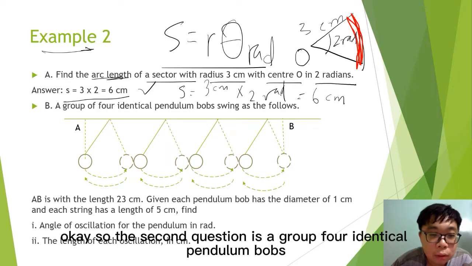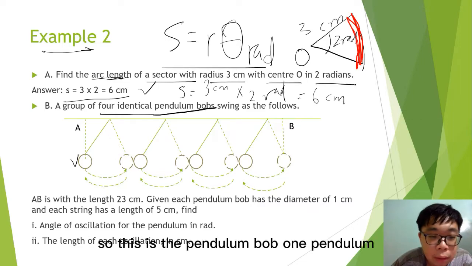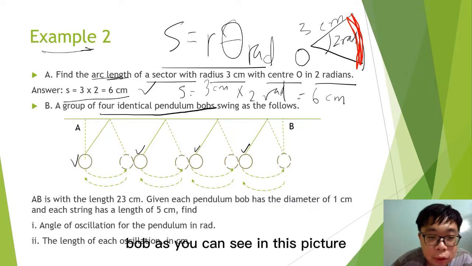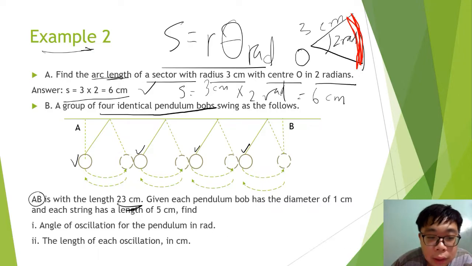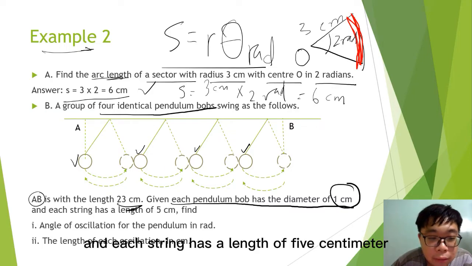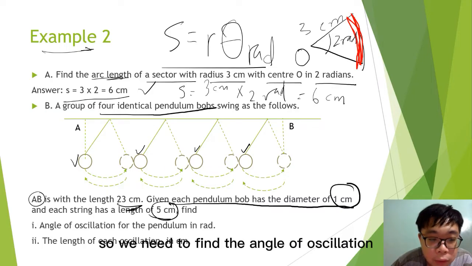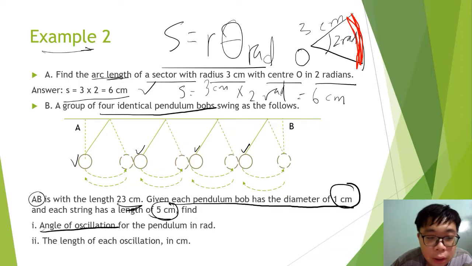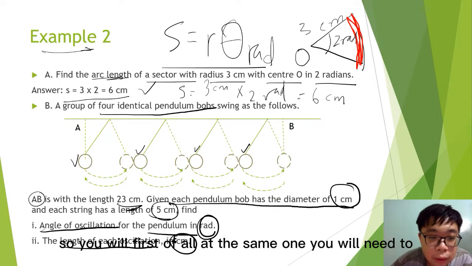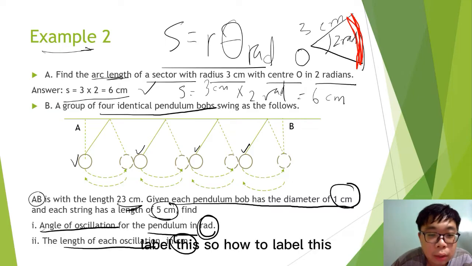Okay, so the second question is a group of 4 identical pendulum balls. This is pendulum ball 1, pendulum ball 2, pendulum ball 3, and we have 4 pendulum balls. As you can see in this picture, AB has length 23. Each pendulum has a diameter of 1 centimeter, and each string has a length of 5 centimeter. You need to find the angle of oscillation of the pendulum in radian and the length of each oscillation in centimeter. So at step 1, we will first need to label this.